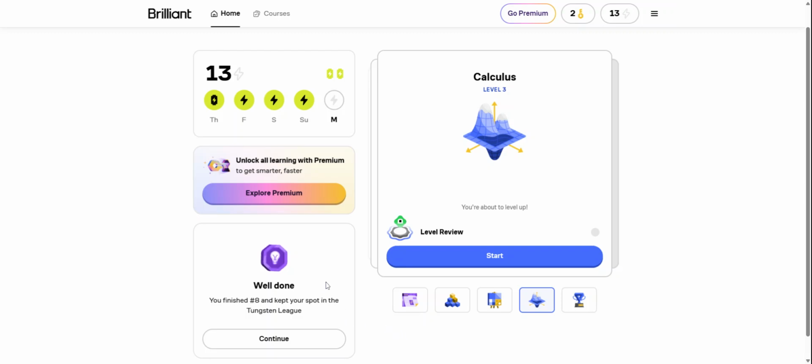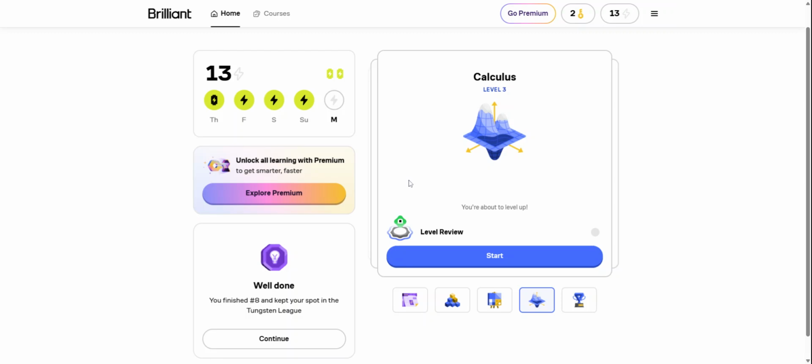But first of all, I'd like to say the previous week is over. Well done. You finished in 8th rank and kept your spot in the Tungsten League. So another ongoing week is going to be the same Tungsten League once again, competing with other players, competitors here on brilliant.org, in regular weekly leagues.